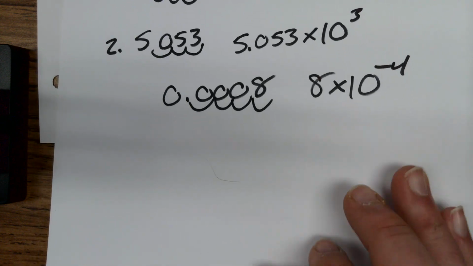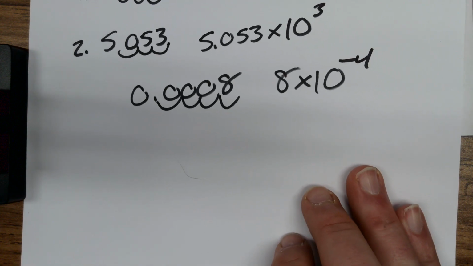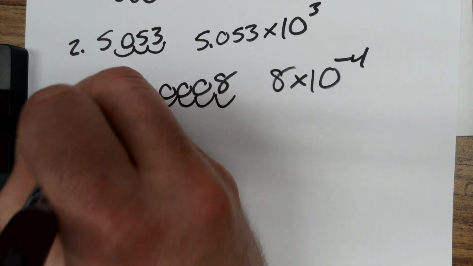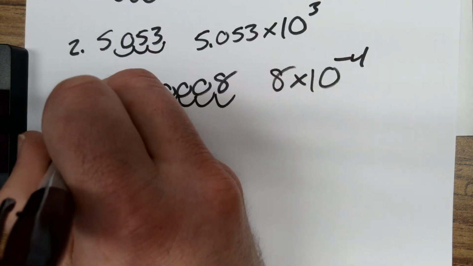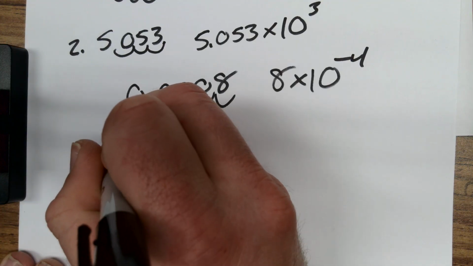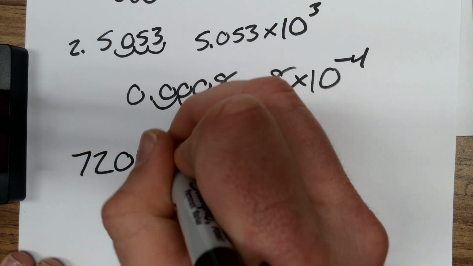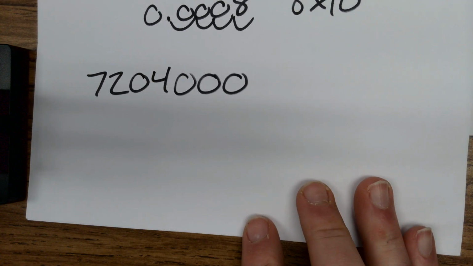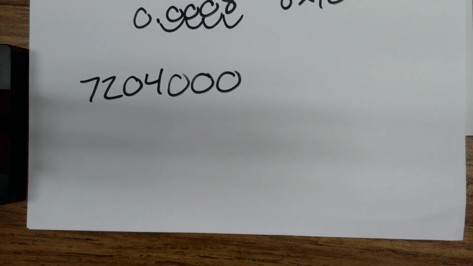Let's pick a number that's not on our board. I want you to write this one down. 7204000. I want you to write that number in scientific notation. So I want us to understand something, and I'm going to see if you guys can figure it out without me.